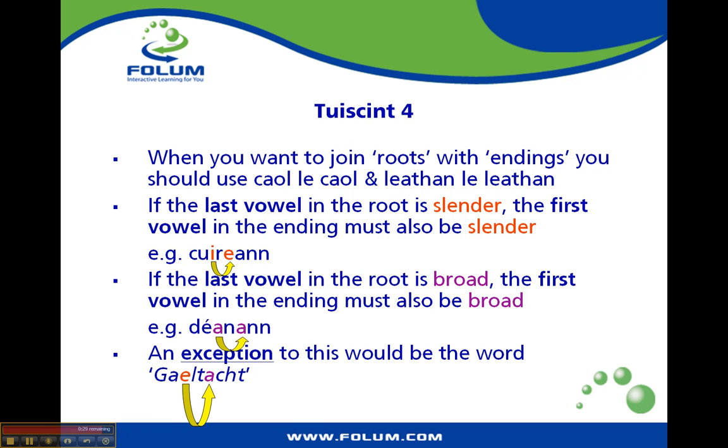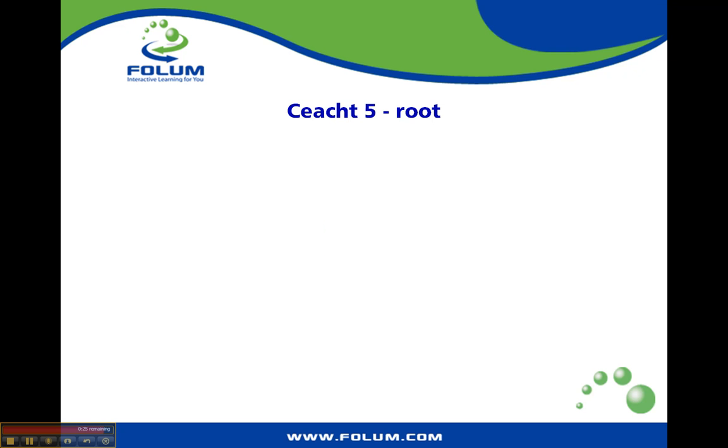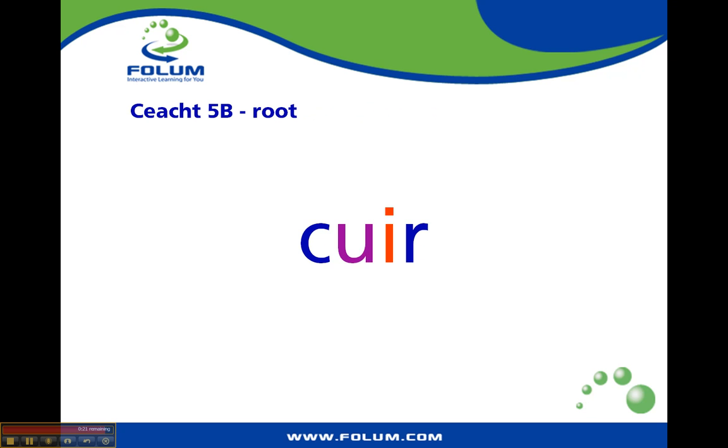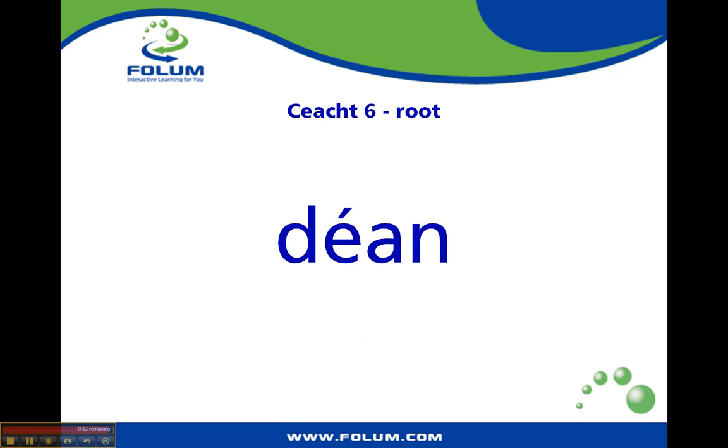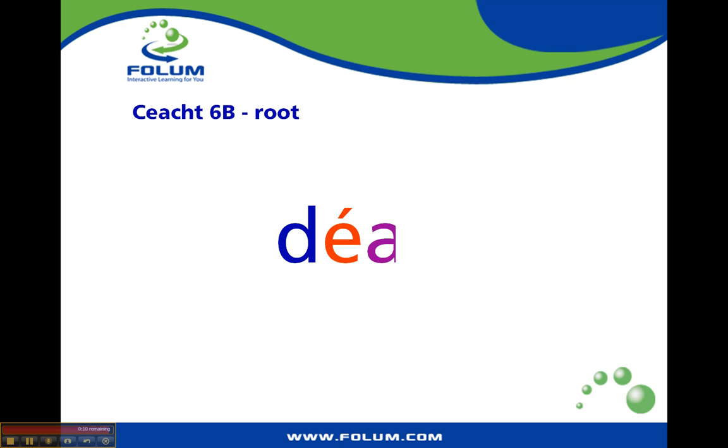So try the following. Cuir, mark it out, and this is what you end up with. The last vowel in this root is slender. Déan, again, mark it out. I should do this on a sheet, and you can see that the last vowel in this root is broad.